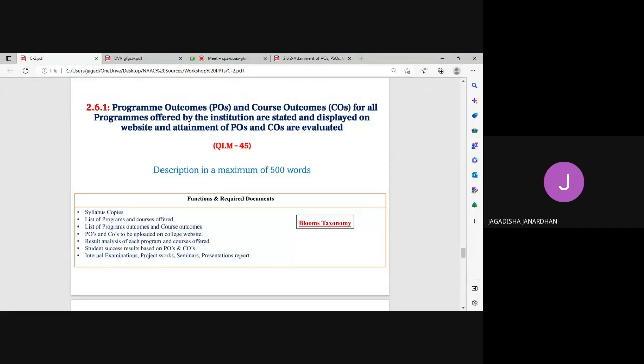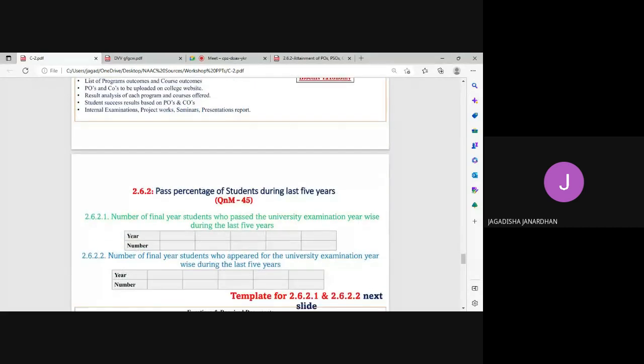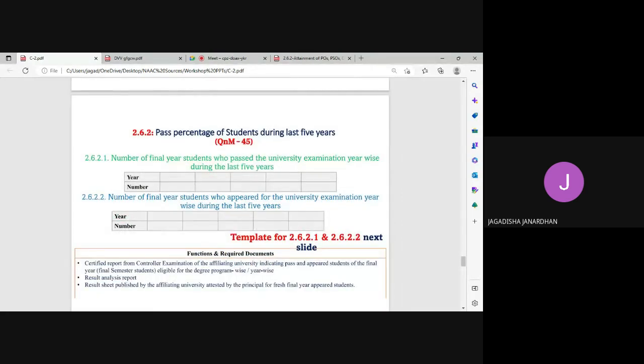So that is where you will get the complete weightage, that is about 2.6.1. And the last question in key indicator 2.6 is the 2.6.2 metric, pass percentage of the students during the last 5 years. Here, during the last 5 years, pass percentage means not about the first sem, second sem, or third sem. It is about, as per the SOP, only the final semester students, that means either 6th semester or 8th semester.